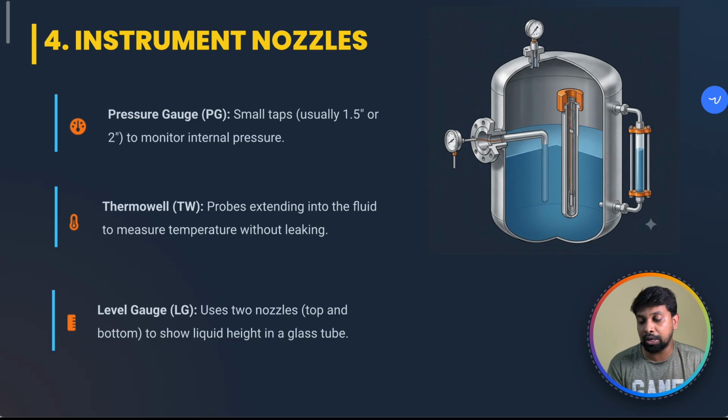Level gauges are usually two nozzles. Here you can see this is one nozzle and this is the other nozzle, and we make a loop connection between these two nozzles, and in the center portion there is a glass, so you can see the fluid level outside the tank without looking inside the tank.